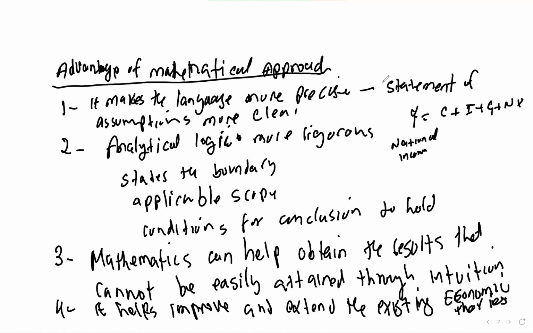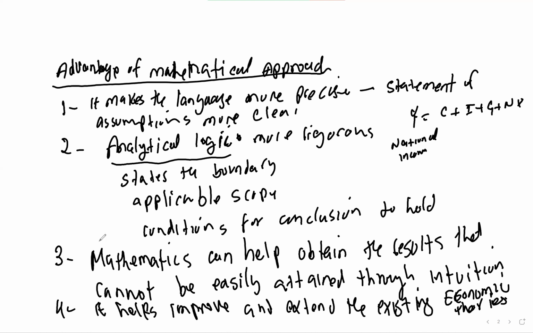And the second one is that it makes the analytical logic more rigorous and clearly states the boundary. It will tell you what the boundaries are, also the applicable scopes, and the conditions for the conclusion to hold. If we don't have this, the abuse of a theory may occur. If you don't have the boundaries and the conditions for the conclusions to hold, then it will open a door for abuse of the theory.